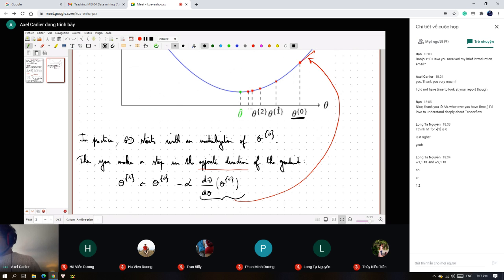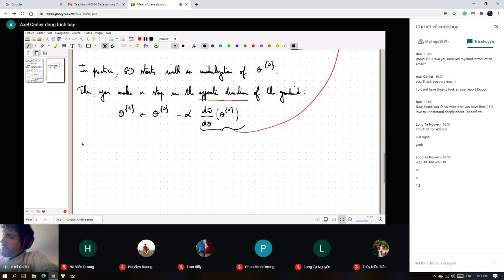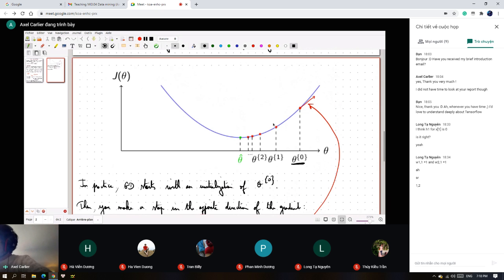Okay, and then you iterate until convergence. So what happens is then you are at theta 1, so the gradient is like this, and then you go in the opposite direction, you end up at theta 2. But you see here, the gradient is smaller than here, so you do a smaller step, okay? And here is the same, a smaller step towards here, etc., etc.